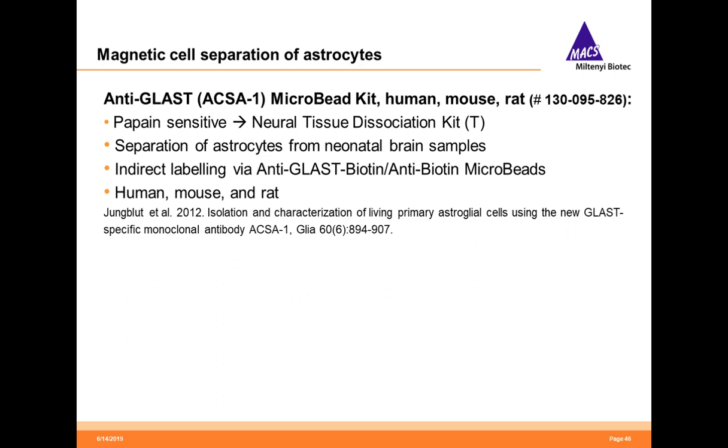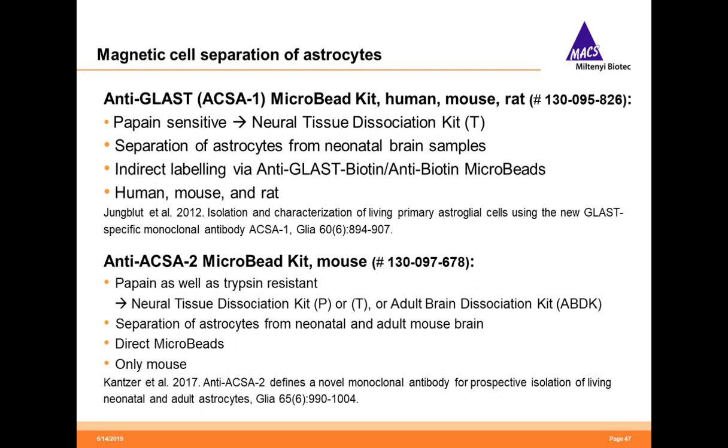Okay, we can conclude now that for the magnetic cell separation, we have two options. The one option is the anti-GLAST AXA1 microbead kit, and this allows for separation of astrocytes from neonatal brain samples. As the GLAST epitope is papain sensitive, we have to use the neural tissue dissociation kit T in that case. And this is an indirect labeling via anti-GLAST biotin, anti-biotin microbeads, and the antibody is cross-reactive for human, mouse, and rat.